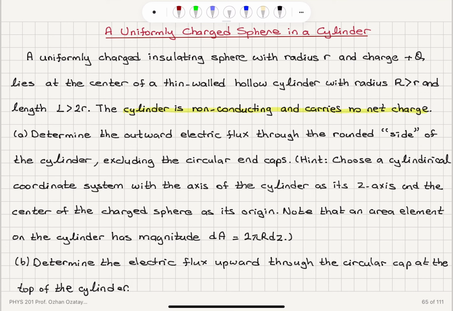Okay, so we have a cylinder which is insulating with no charge. We have a uniformly charged insulating sphere inside this cylinder.